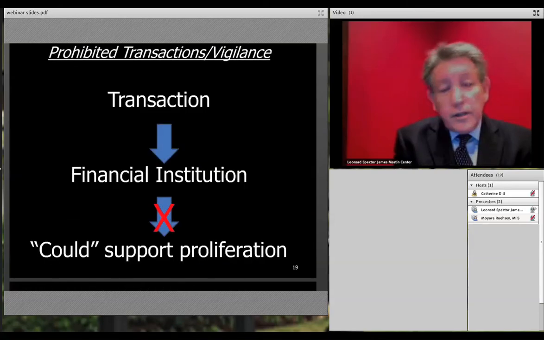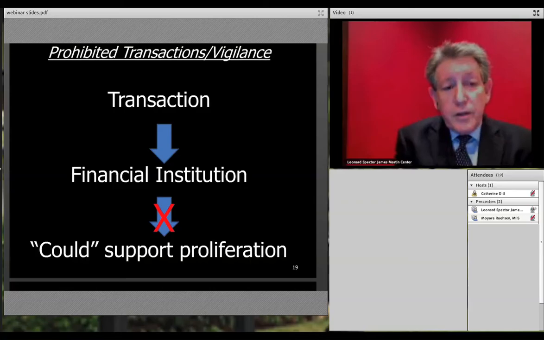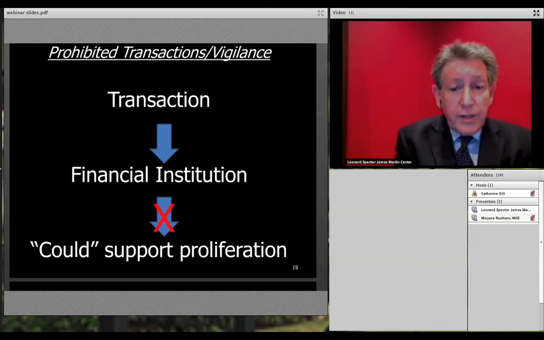So let me come to the end of this portion of my discussion. The prohibited transactions are also listed. So it's not simply that it's illegal to assist a foreign program by providing a good or a service. It's also prohibited to provide financial support for the program or for one of these transactions. And it's up to financial institutions to implement these measures, because they are the ones who actually process the transactions and must be watchful to avoid transactions that could support proliferation. And the word could is found repeatedly in American and international sanctions rules. So it's a very broad standard.